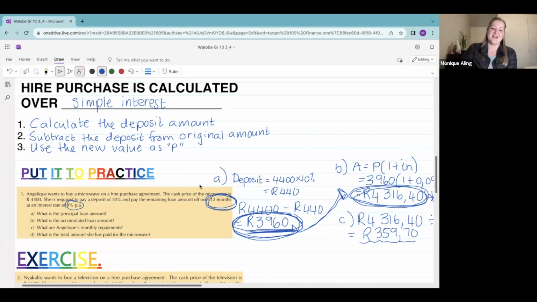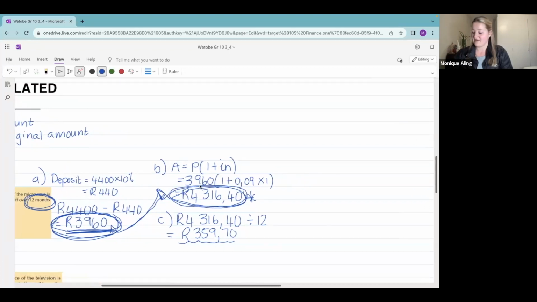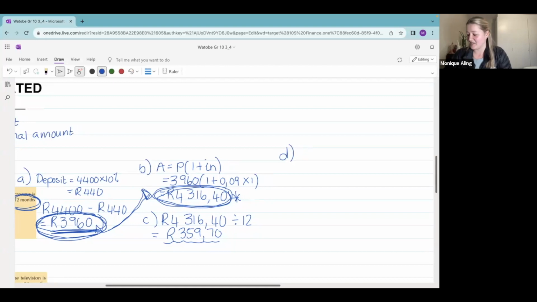Okay, guys. So let's just go back to our Angelique and microwave situation. So right in the beginning, by our deposit, she paid 440. We've added interest. We now know that she owes 359 Rand 70 cents every month. But now we want to know how much she ends up paying in total for this microwave. So a lot of us are going to want to say that she's paying 4,316.40 for the microwave. But is that all she paid?